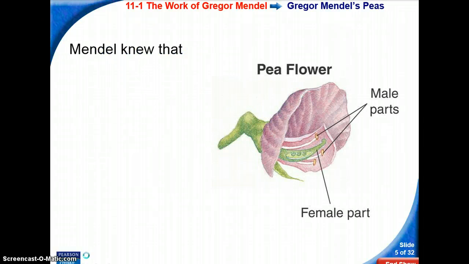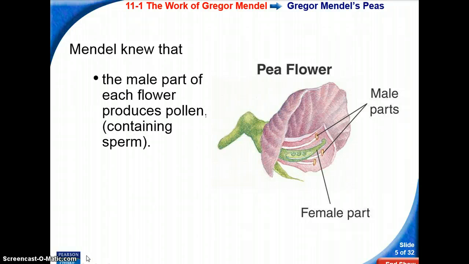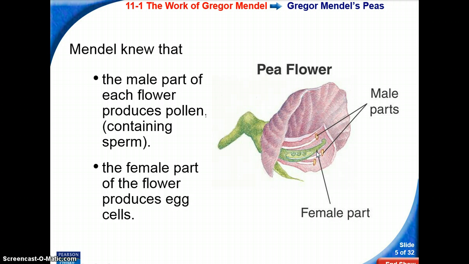So when he started this, he already knew that the male part of each flower produces pollen containing sperm. So that's these parts right here that kind of stick out here. Those are the male parts. And then the female part of the flower produces the eggs. And that's the part in the middle here. Okay, kind of sticks down in here. So he already knew that.